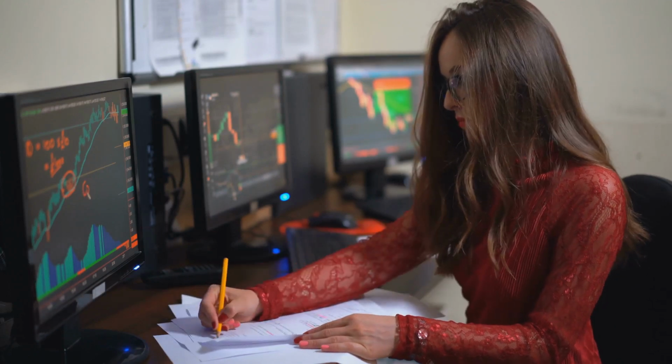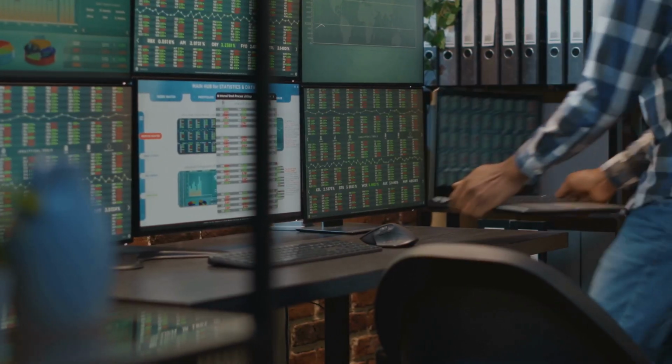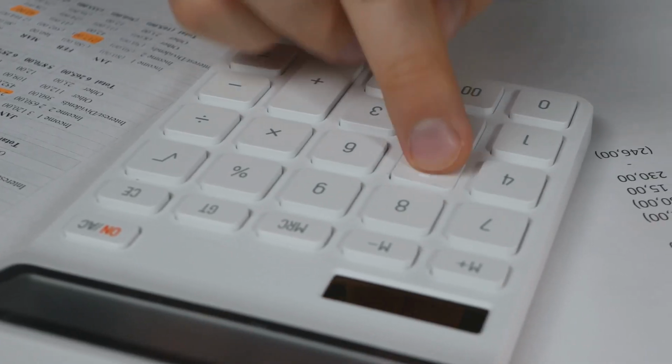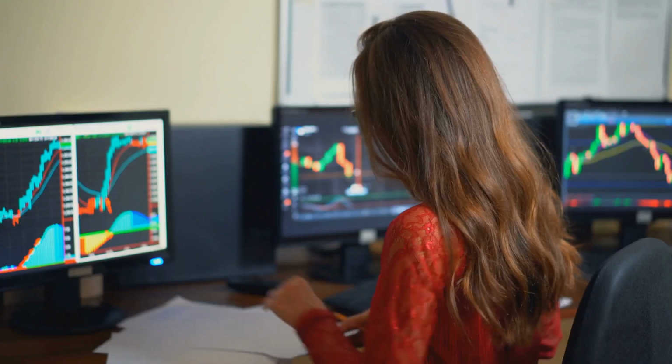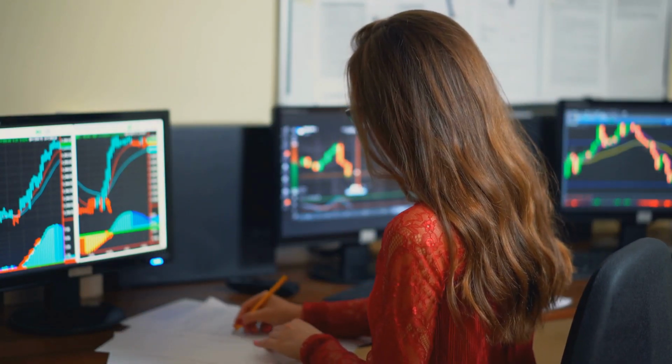To wrap up, futures contracts are powerful financial instruments that can be used for hedging and speculation. If you're new to futures trading, start by educating yourself, practice with a demo account, and never invest more than you can afford to lose. Remember, successful trading requires discipline, patience, and continuous learning.